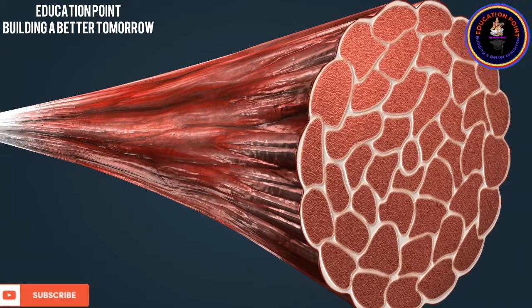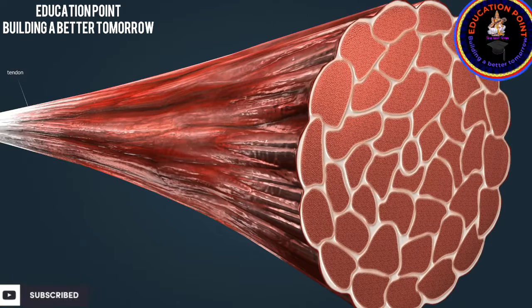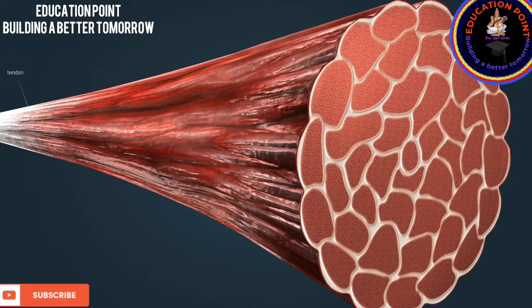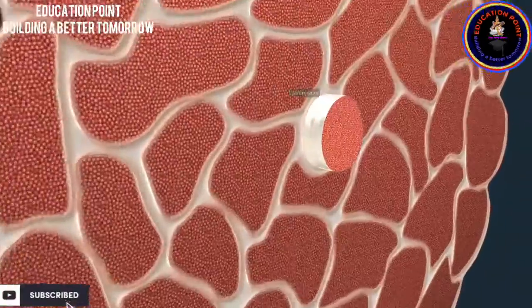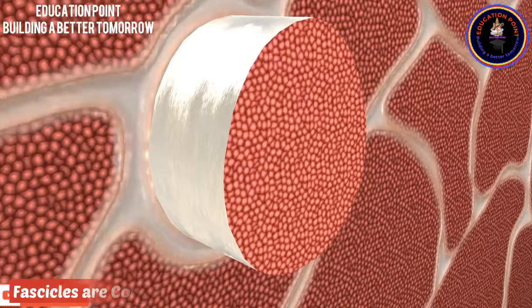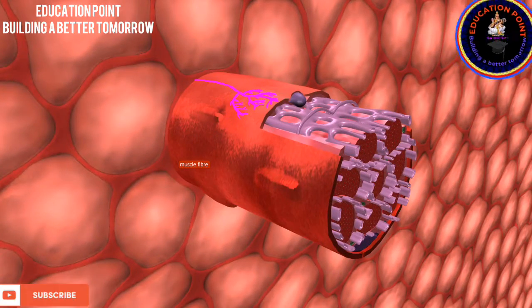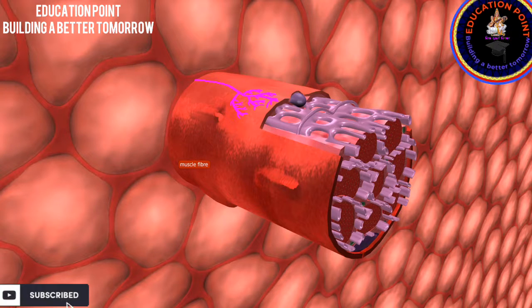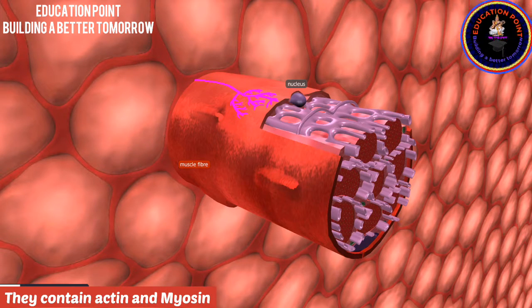Muscles are attached to the bones by tendons, tough bands of fibrous connective tissue. Muscles are covered with epimysium, a layer of connective tissue. Muscles are composed of fascicles, which are covered with perimysium, another layer of connective tissue. Fascicles are composed of muscle fibers. Muscle fibers are formed by the fusion of muscle cells, and they can therefore be considered single multinuclear cells. They contain actin and myosin, proteins that produce contractions in the muscle.